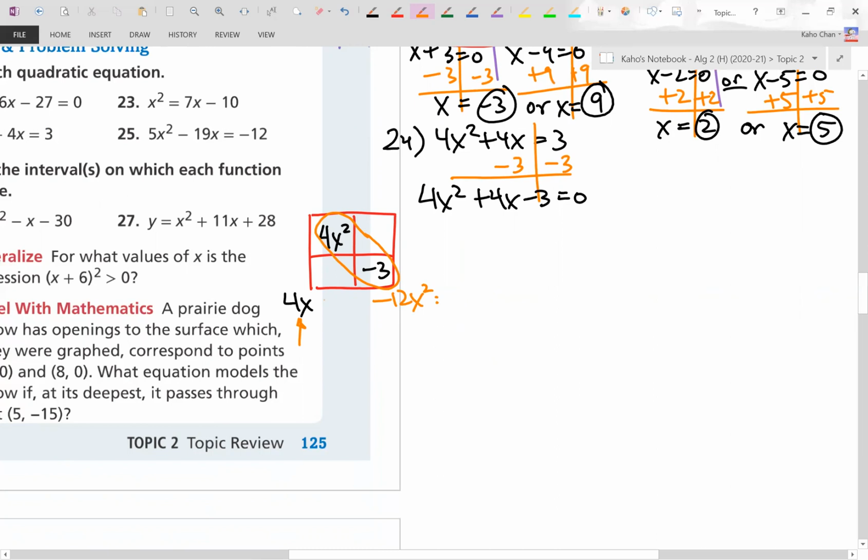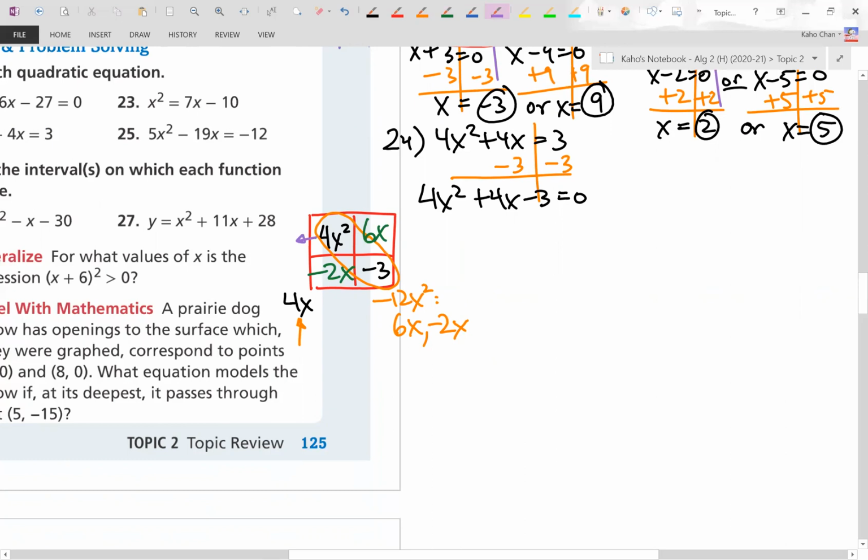Let's see, 6 and 2. Oh, yay, 6 and 2 will work. One of them has to be negative, so it's -2. There we go. Put those two terms in here. Great. Last step, greatest common factor for each row and column.